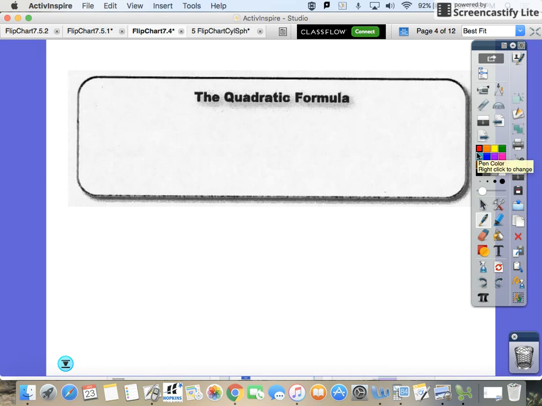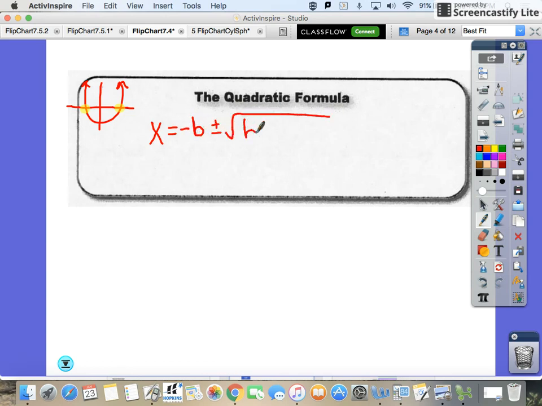The quadratic formula helps us find solutions to quadratics. The purpose of this is to help us find the places that a graph or a parabola crosses the x-axis. So this helps us find these two locations, or the two x values. The formula is x equals negative b plus or minus the square root of b squared minus 4ac, all over 2a. You have to be really careful to include this negative b above the line, because a lot of students neglect to do that and it totally messes it up.